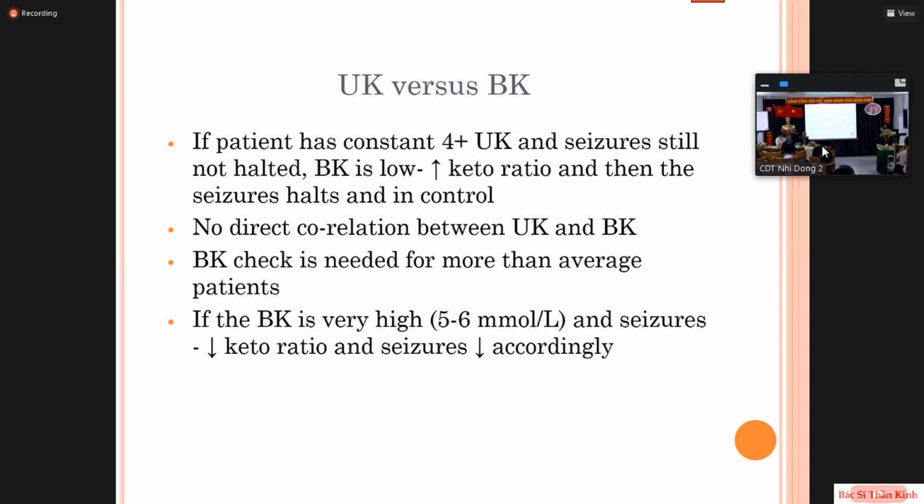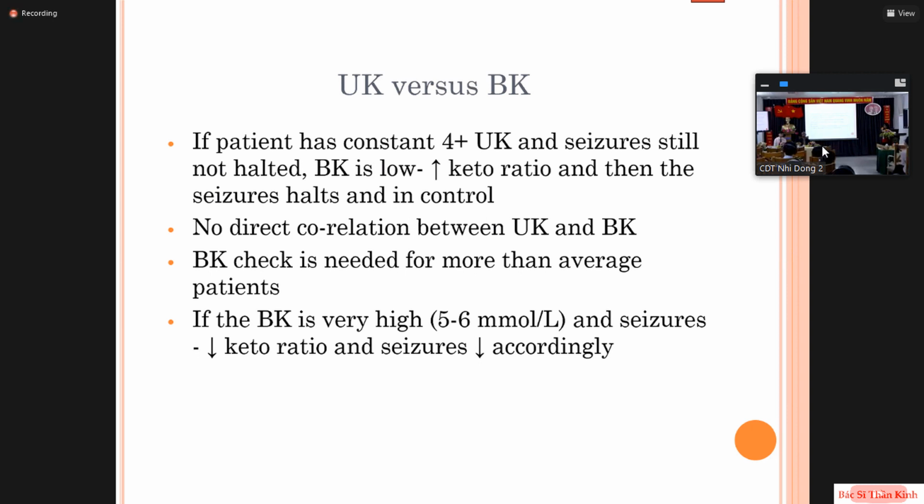If the patient has constant 4+ urine ketones and the seizures have still not halted, probably it's because the blood ketones are low. So in this case, you have to increase the keto ratio and then the seizure halts and is in control. So there's no direct correlation between the urine ketones and the blood ketones. Blood ketone check is needed for more than average patients.